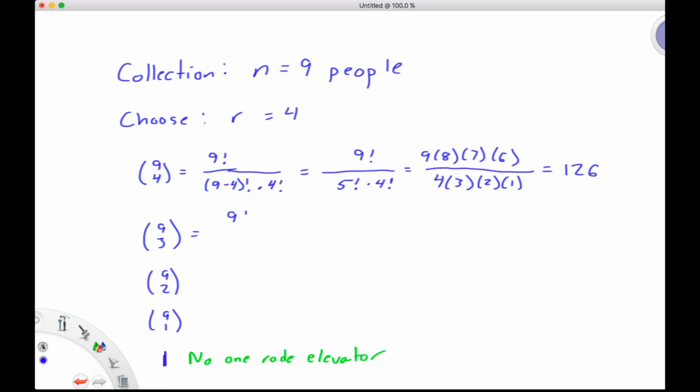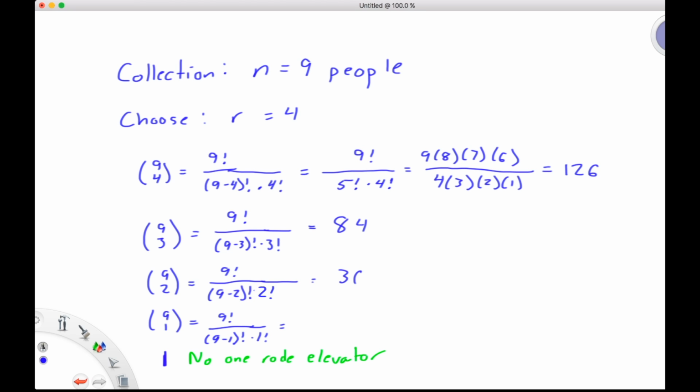We can apply the same formula to all of the rest of these as well. Here we would have 9 factorial divided by 9 minus 3 factorial times 3 factorial. Here we would have 9 factorial over 9 minus 2 factorial times 2 factorial. And lastly, we would have 9 factorial over 9 minus 1 factorial times 1 factorial. I'm going to leave it to you to compute all of these the way we did the first one, but if you do, you should get 84 for 9 choose 3, 36 for 9 choose 2, and of course 9 for 9 choose 1.